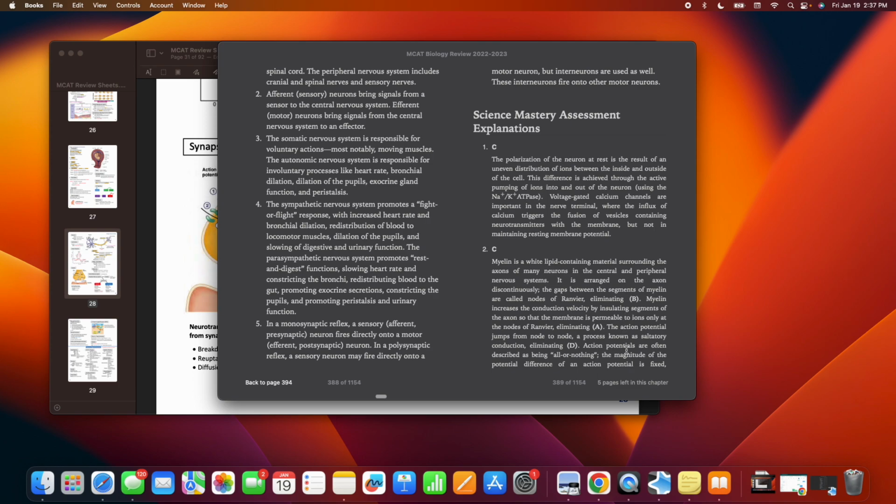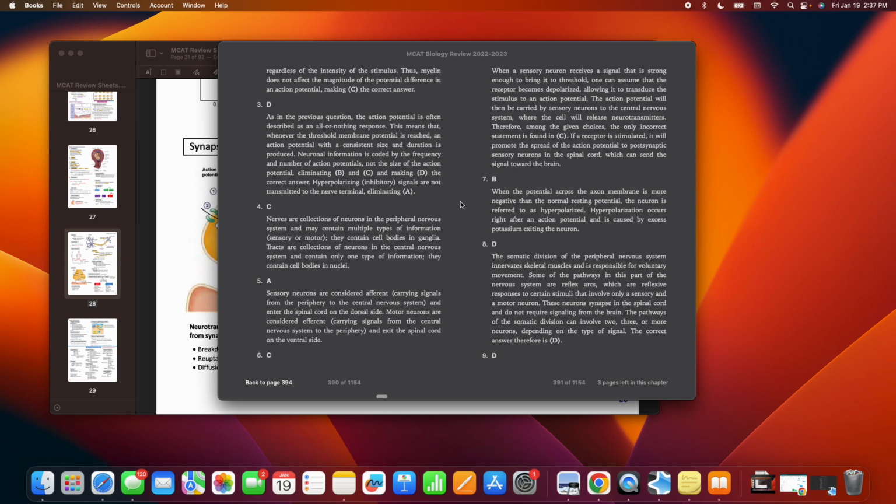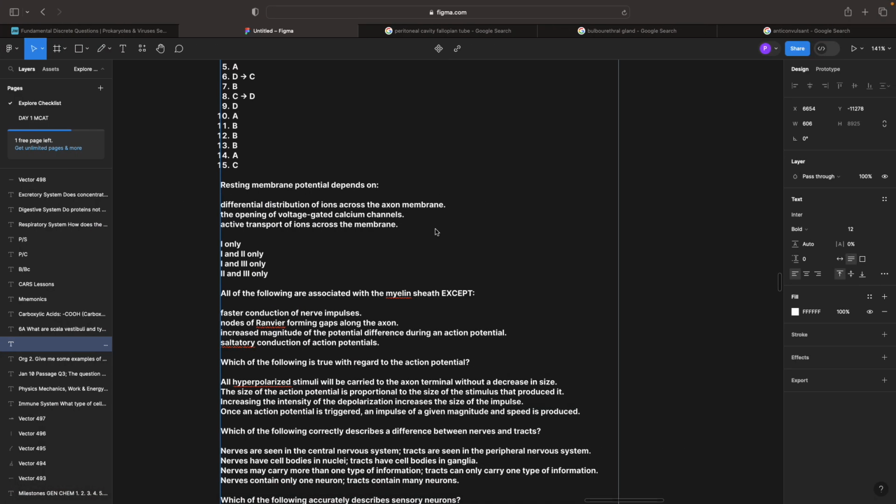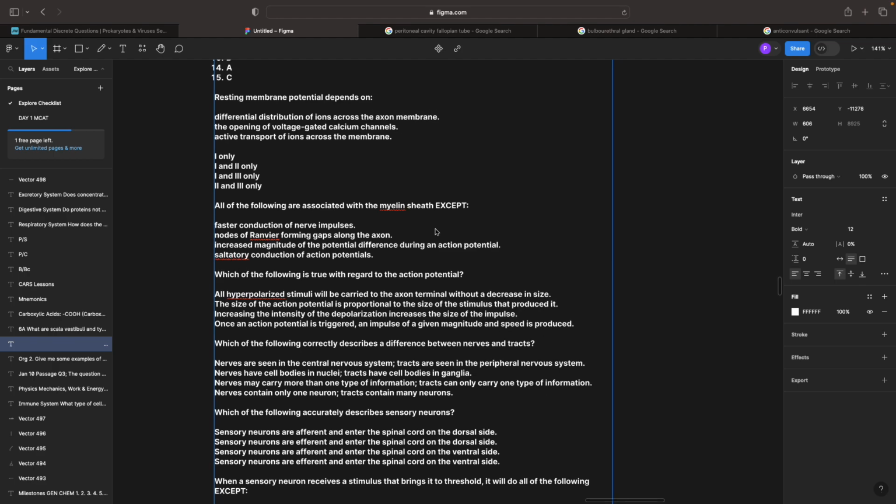Action potentials are often described as being all or nothing. The magnitude of the potential difference of an action potential is fixed regardless of the intensity of the stimulus. Thus, myelin does not affect the magnitude of the potential difference in an action potential. Great. Third question, we also answered that correctly.